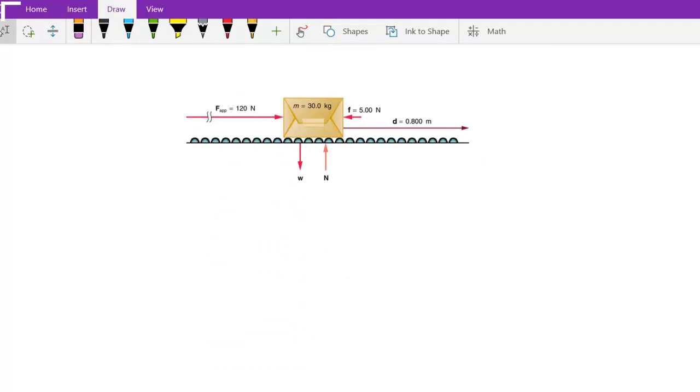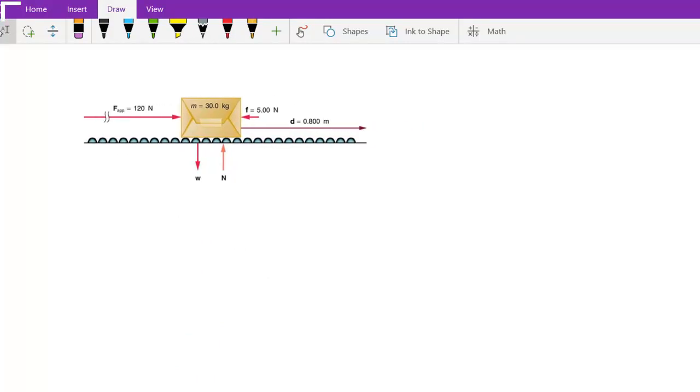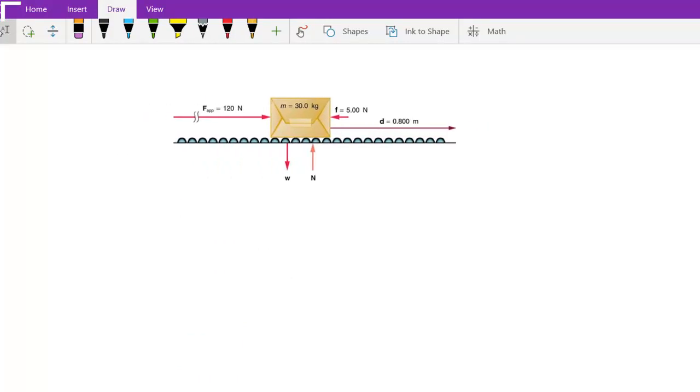Lastly, let's emphasize a little bit more what's doing work on what. Let's do a quick little example. Say we have this box here. This displaces to the right 0.8 meters, and we apply this force this way, 120 newtons, with a frictional force of 5 newtons back to the left. We also have a normal force going upwards and a weight going downwards.